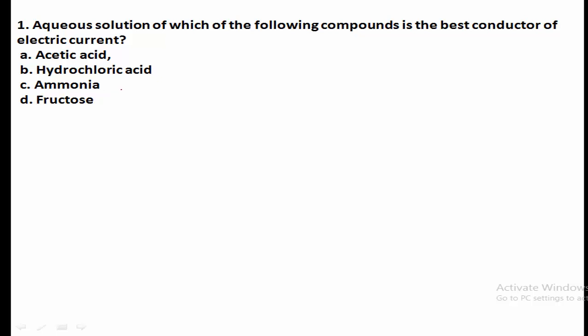As you know, one of the factors which affect the electrical conductivity of a solution is the type of electrolyte, whether it is a strong electrolyte or a weak electrolyte. Based on that, we can find the conductivity of the solution. Here we need to find which one of the following is the strong electrolyte. In the given options, acetic acid is a weak electrolyte, ammonia is also a weak electrolyte, and fructose is a non-electrolyte. So among these four options, option B, hydrochloric acid, is the strong electrolyte, and hence it is the best conductor of electric current. So option B, hydrochloric acid, is the right answer.